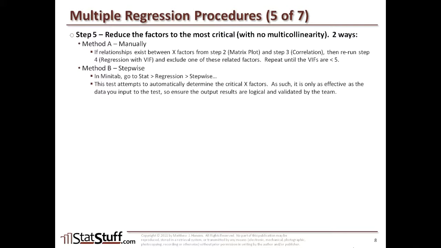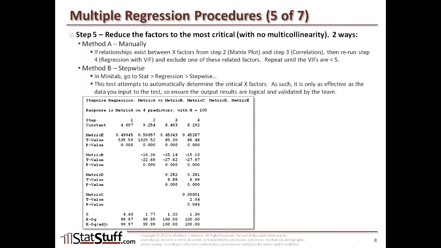So even though this might come up with some result that seems to be most ideal for us to select, we still have to make sure we validate that with the team, which is one of the last things we're going to look at. So just to see what the stepwise looks like when we run it, again with all these same factors, here's the kind of output that we would see from Minitab.